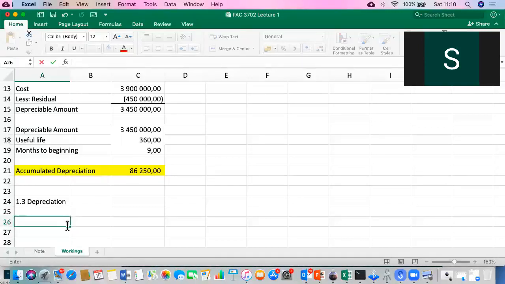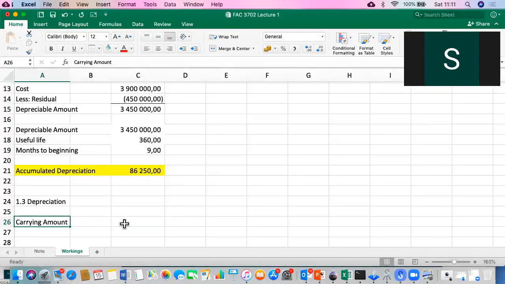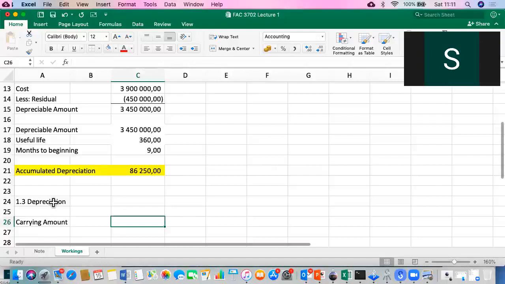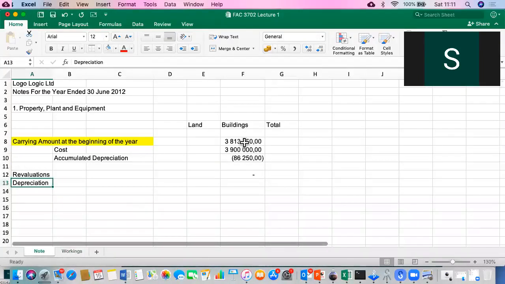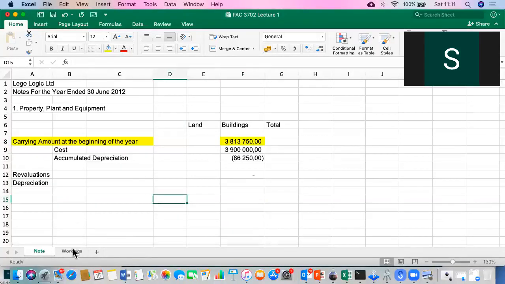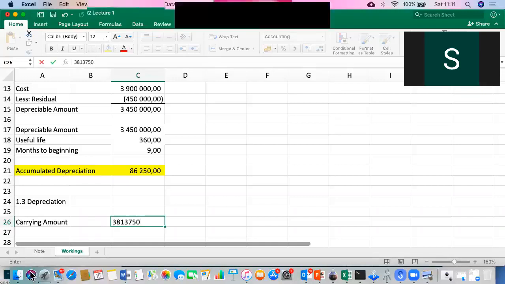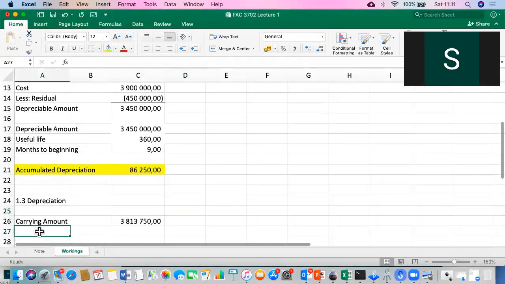However, you need to be aware whether there's a change in residual or not, right? So how do you calculate the current year depreciation? Because there's a change in residual, you have to follow the method that I'm using. You start with the carrying amount at the beginning of the year. What is the carrying amount at the beginning of the year? It's 3,813,750. Can everyone see that? Let me highlight it. I'm assuming everyone's happy with that. So the carrying amount is 3,813,750. That's how we start calculating the current year depreciation.